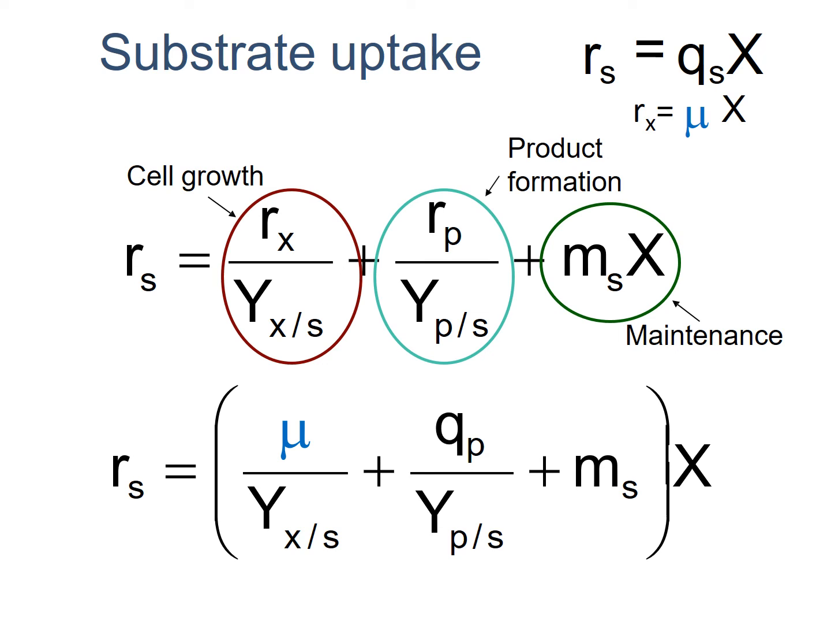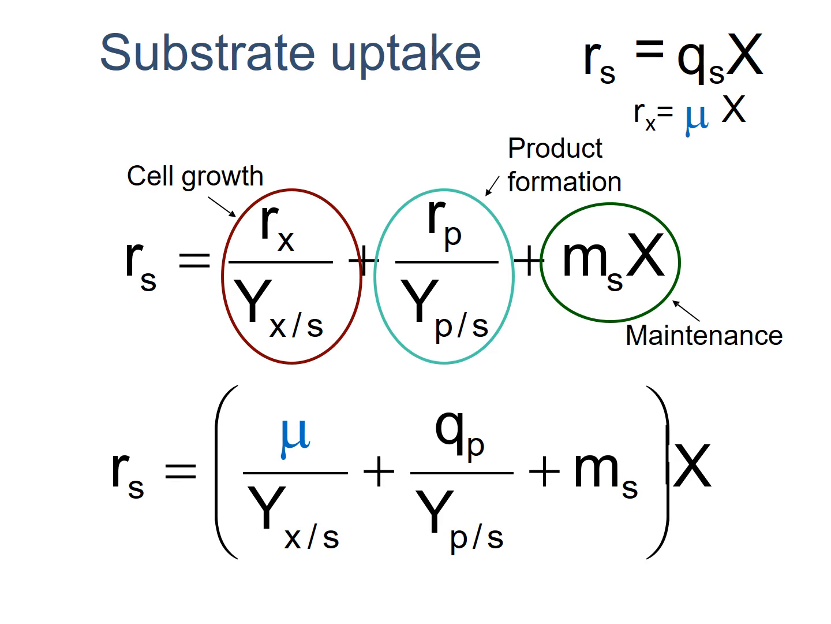Rs and Rp. This term is for product formation, and then the first term with X is telling you that the overall rate of substrate consumption depends on how fast the substrate is used to generate X, and how that results in the yield of biomass over how much substrate is consumed, plus how much substrate is being used to form the product over the yield of product over the substrate, and then of course how much substrate is used to maintain the cell.